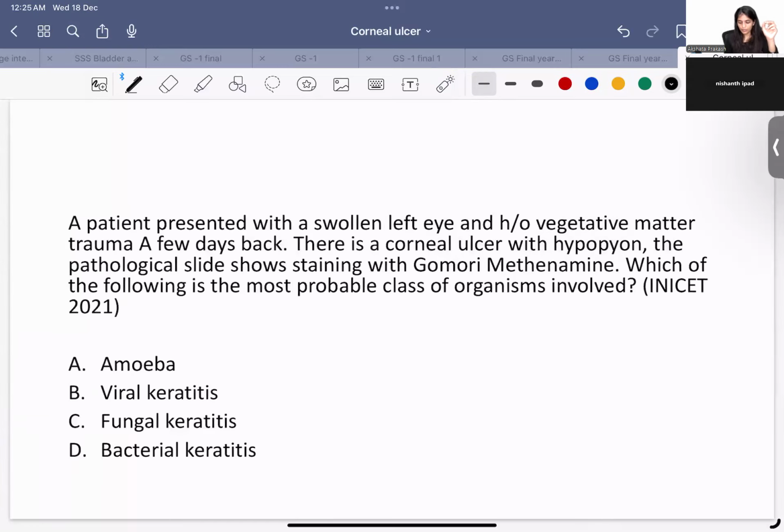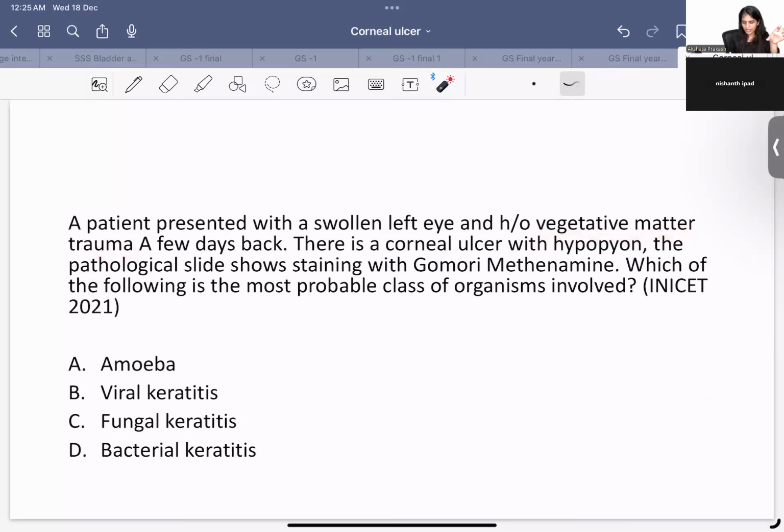Okay. We move on to the next question, which was asked in your INI-CET 2021. A patient presented with a swollen left eye, history of vegetative matter. So now they have actually mentioned vegetative matter trauma. So here we know it is fungal. We are dealing with a fungal corneal ulcer.